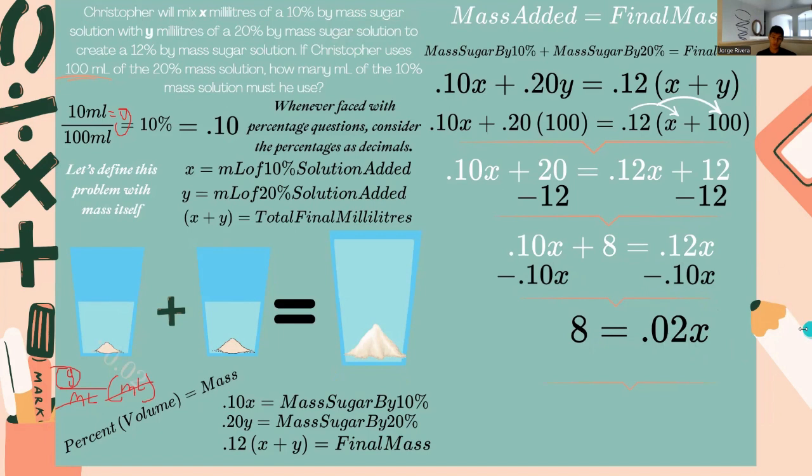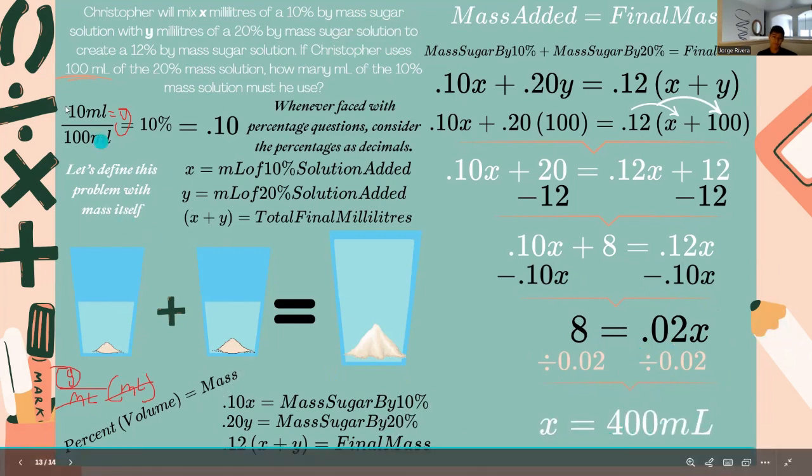And so we have to divide both sides by 0.02. That's going to give us the final answer. We always want to define our answers using units. So x equals 400 milliliters, because 8 divided by 0.02 is equal to 400. And that's how we solve the equation, right?